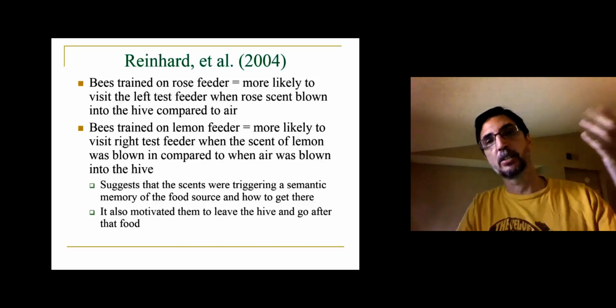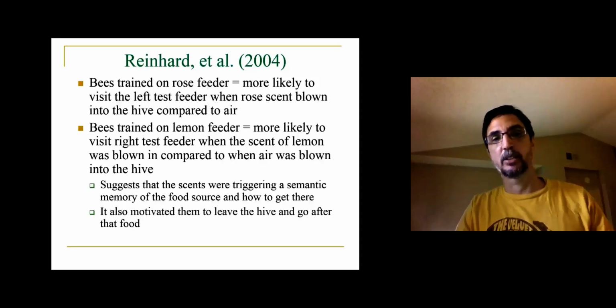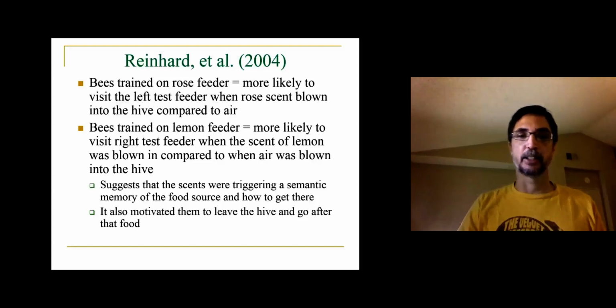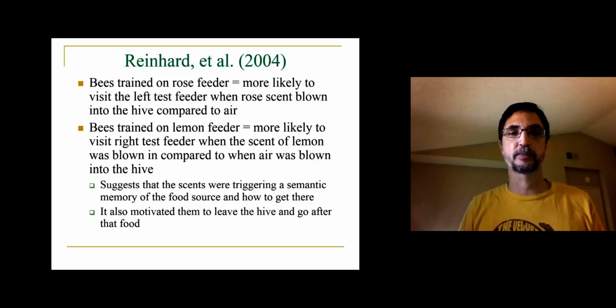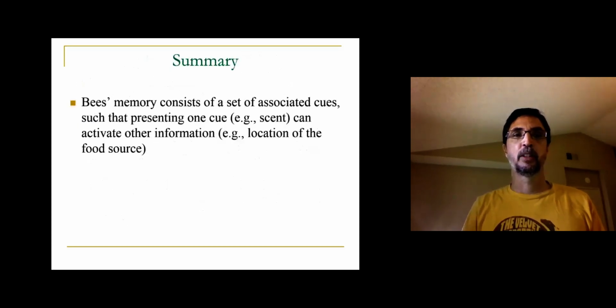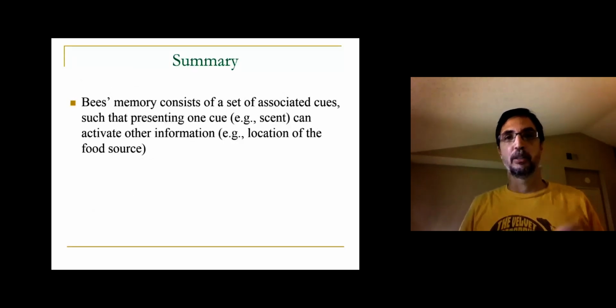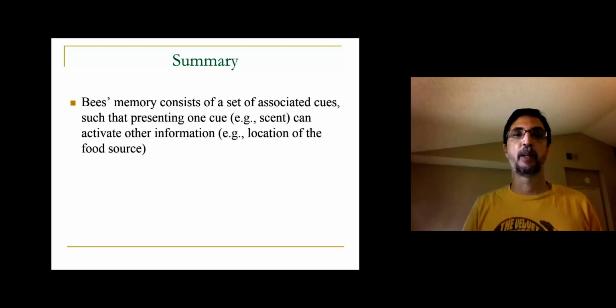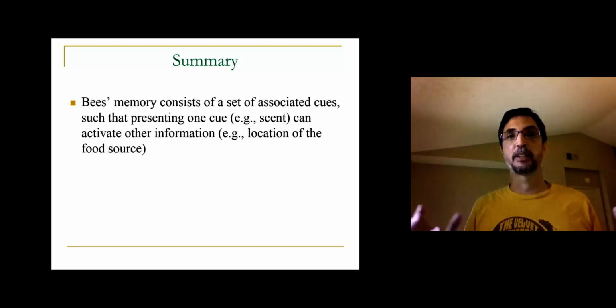Not only that, but by activating this memory, it also triggered a behavior. It motivated them to leave the hive and go to that specific food location. So what this suggests is that these memories consist of a set of associated cues, like where a food source is located, what it smells like, what kind of food is there, such that presenting one cue, like a scent, can activate other information, like the location of a food source. And again, all of this takes place in a brain that's about the size of or smaller than a grain of sand.